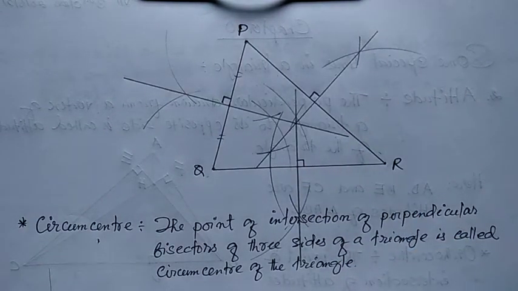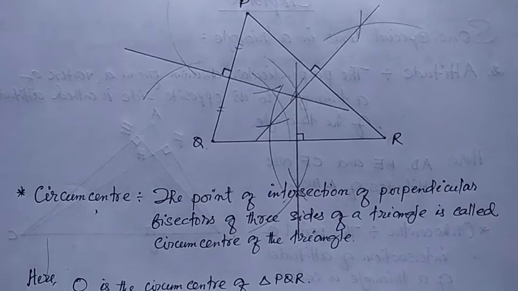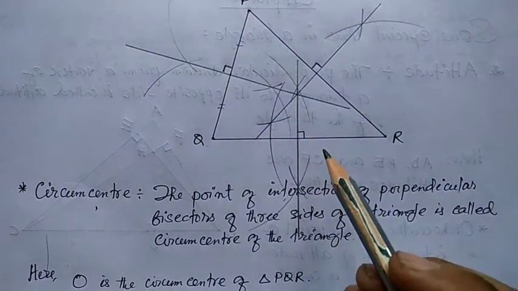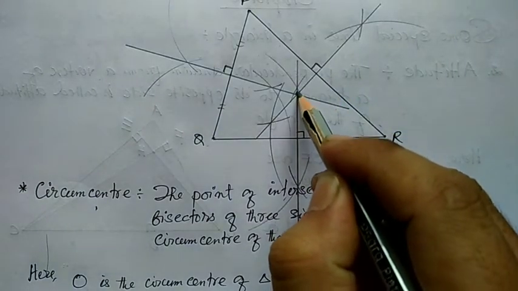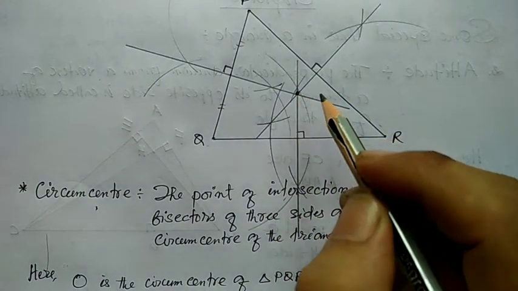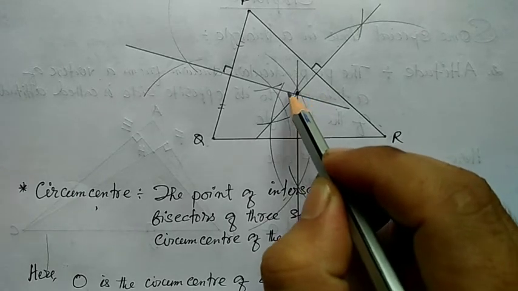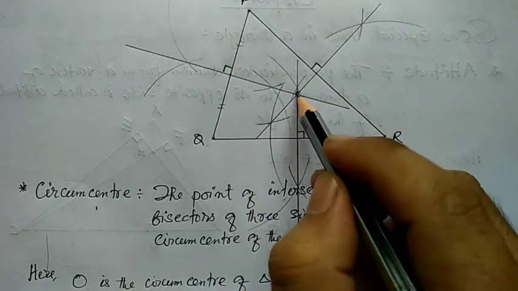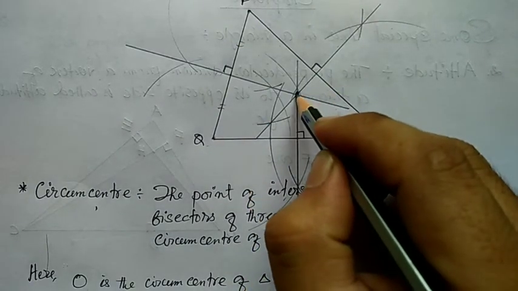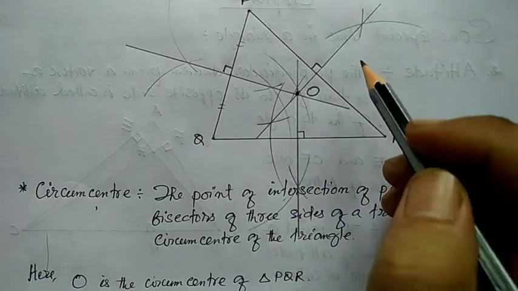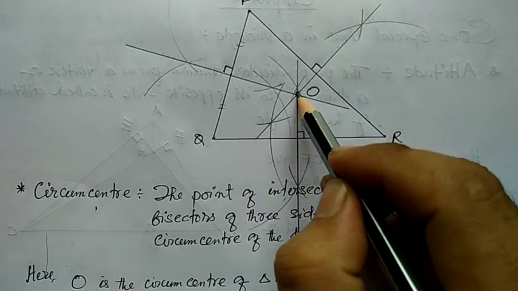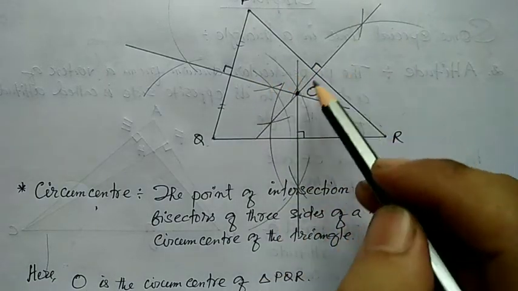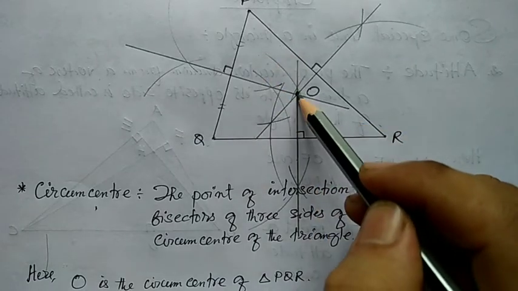So you practice this again. Now you can see, here we have three perpendicular bisectors of the three sides, and all of them meet each other at one point. This is the point where the three perpendicular bisectors of triangle PQR meet each other. Let's say the name of this point is O. What is this point? That is the point where the three perpendicular bisectors of a triangle meet each other.